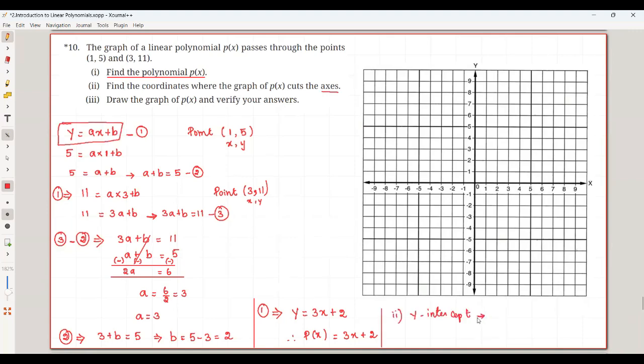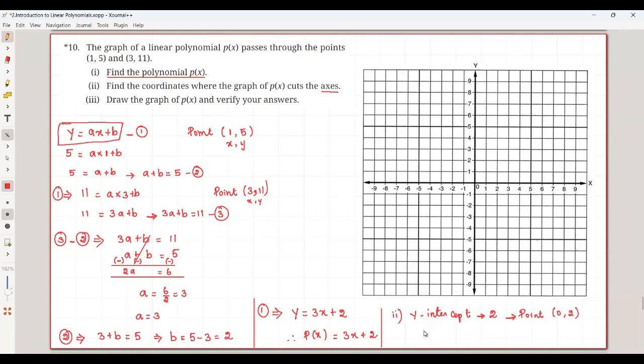The y-intercept is nothing but, here, what? 2. Okay, 2 is the y-intercept. The b value, b is nothing but the y-intercept. Now therefore the point on the y-axis will be 0 comma 2.